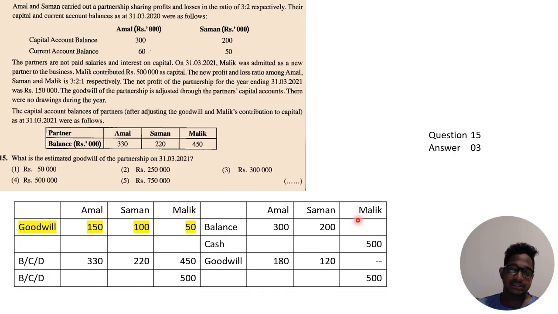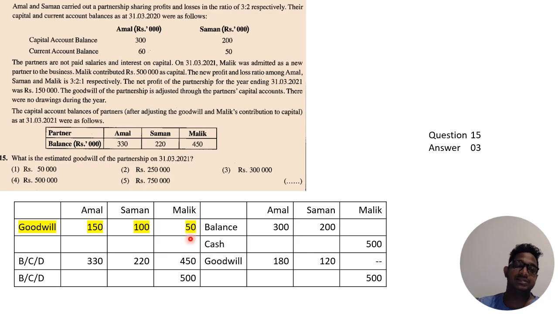We find it from Malik's column. Malik's closing balance is 450, but Malik brought cash to the business, 500. So the closing total should be 500, but his closing balance is 450, which means 50 is deducted from Malik's capital for the goodwill, right? So goodwill you are debiting to the new ratios. Your new ratio is 3 to 1.